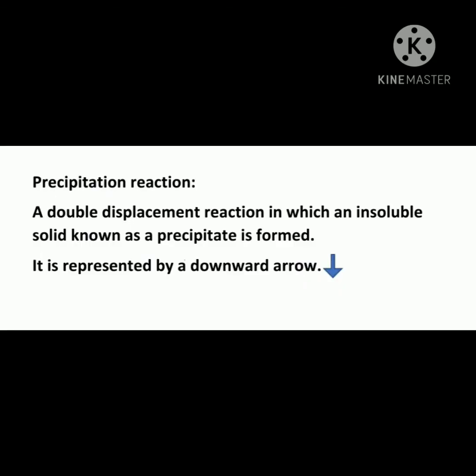Now, double displacement reactions are of two types. The first type is known as precipitation reaction. Here, one of the products is an insoluble solid, which is known as a precipitate, and it is represented by a downward arrow. So a double displacement reaction in which a precipitate is formed is known as a precipitation reaction. And what is a precipitate? It is an insoluble solid.